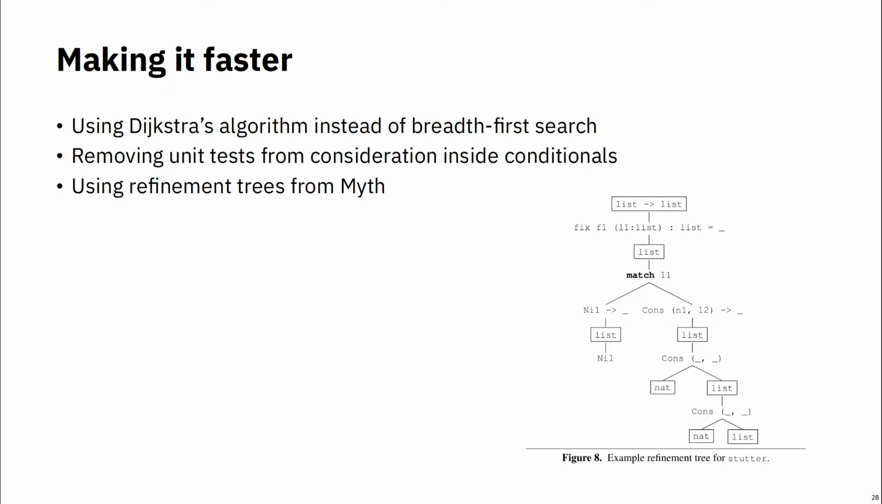the leaf case. Finally, Myth has this implementation of refinement trees where we basically enumerate all of the possible shapes that this function could take and then cache it and plug the holes. This would also be a significant performance improvement.